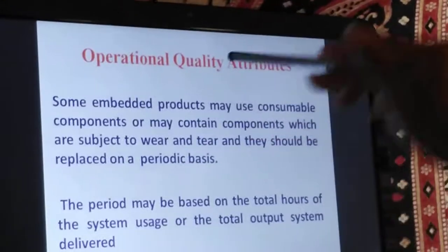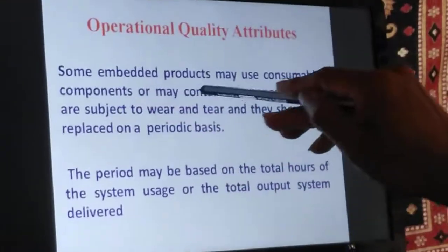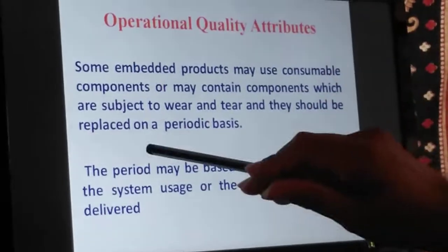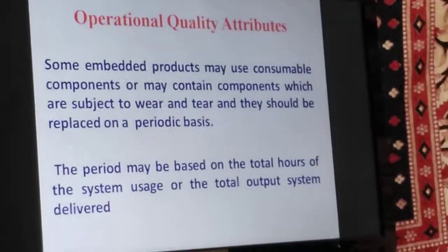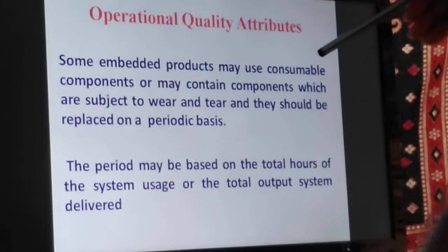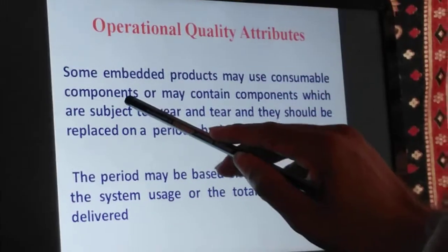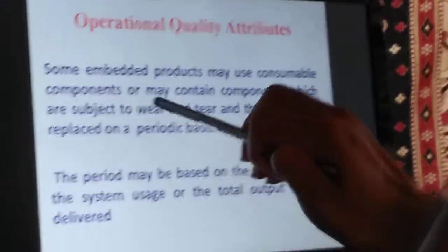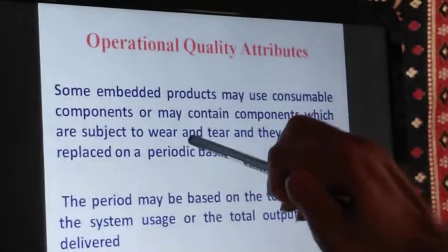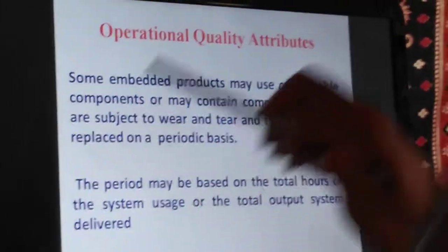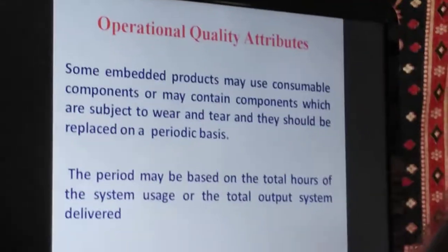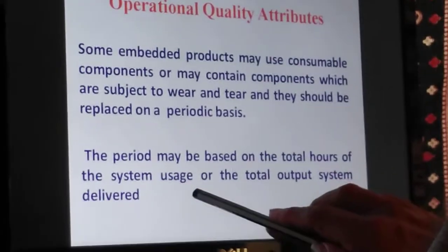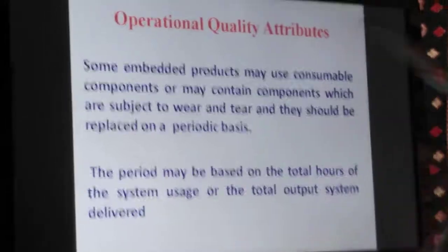Some embedded products may use consumable components or may contain components which are subject to wear and tear, and they should be replaced on a periodic basis. This is also common sometimes. The period may be based on the total hours of the system usage or the total output the system delivered.